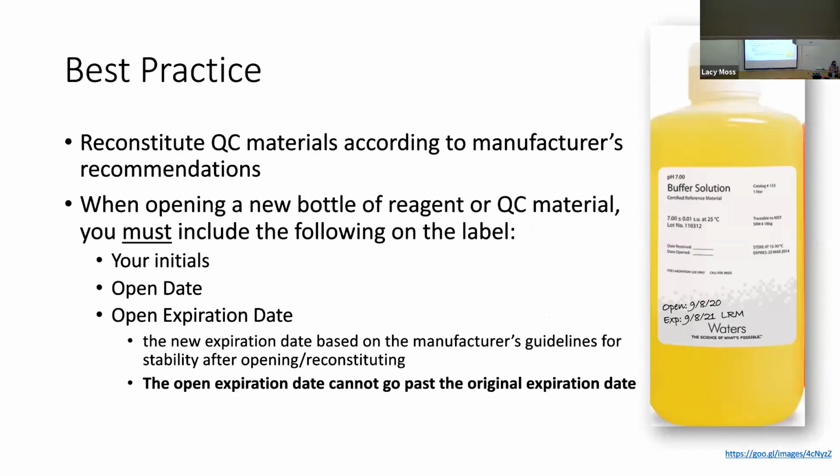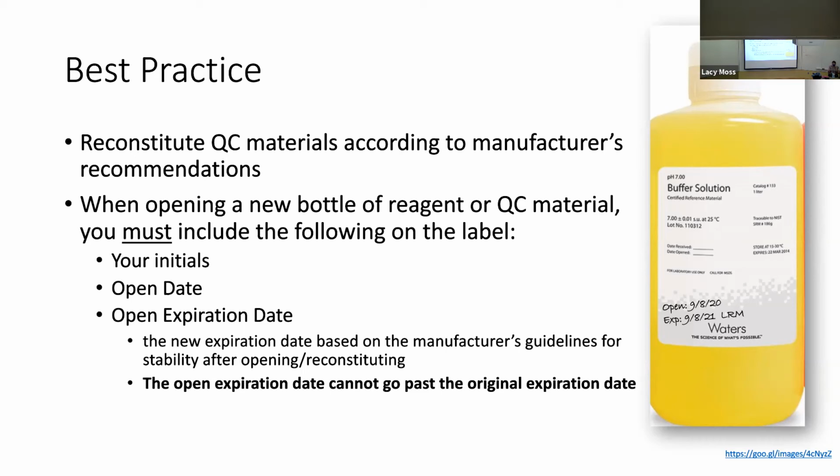All right, so we're going to talk about some best practice. This is what we expect you to do in the clinical lab. You want to reconstitute your QC materials according to the manufacturer's recommendations. So don't go rogue, read the instructions, do what you're supposed to do. If it says swirl it for 2 minutes and let it sit for 20 minutes before you use it, swirl it for 2 minutes and let it sit for 20 minutes. Use the appropriate volumes, do it at the appropriate temperature. Just do what you're supposed to.